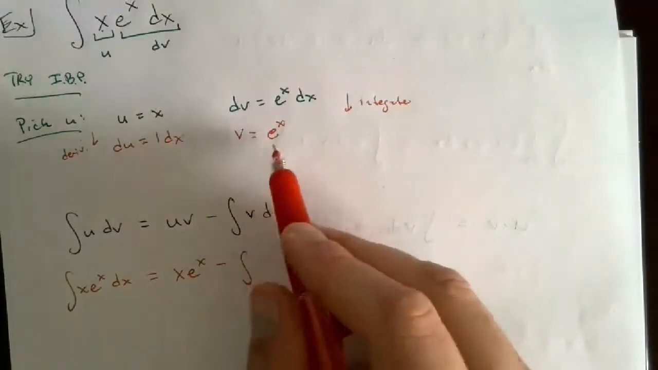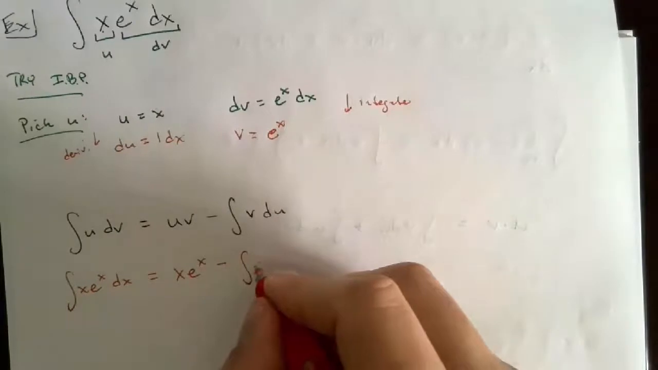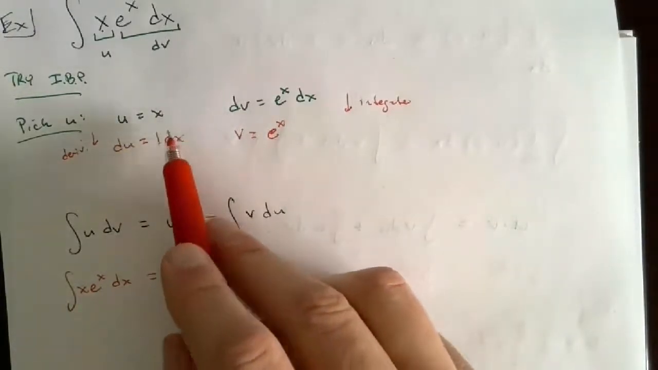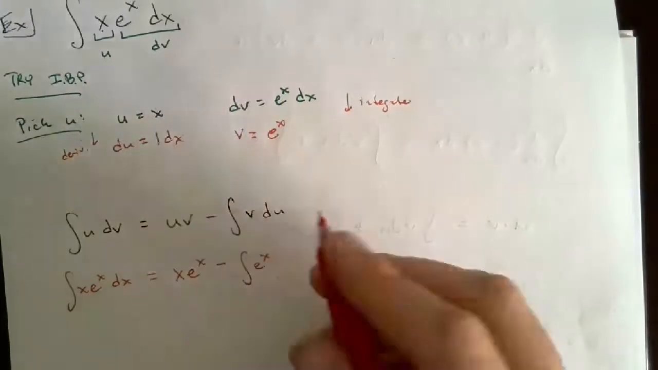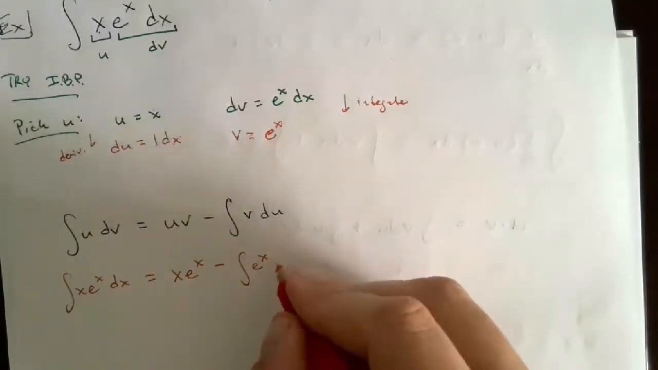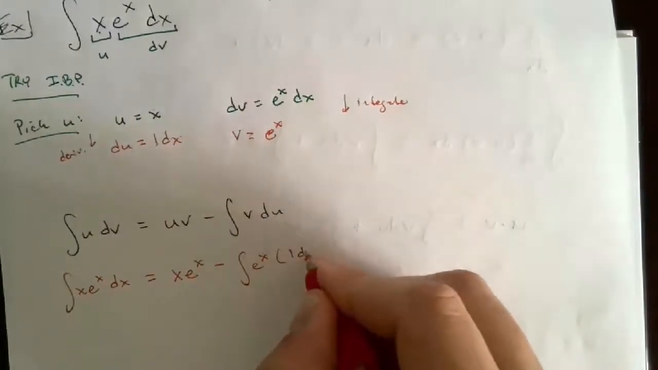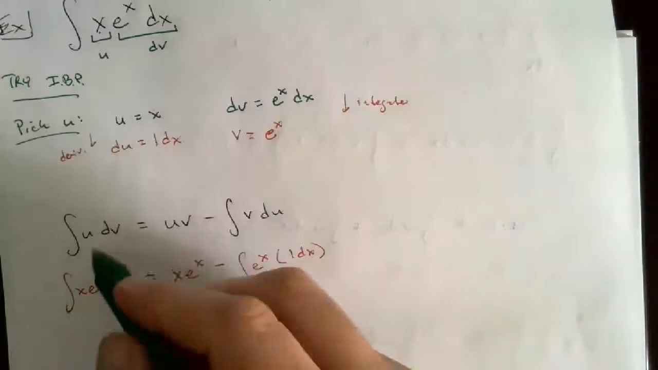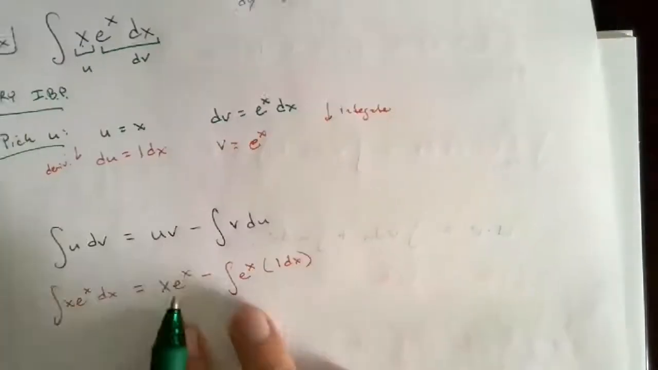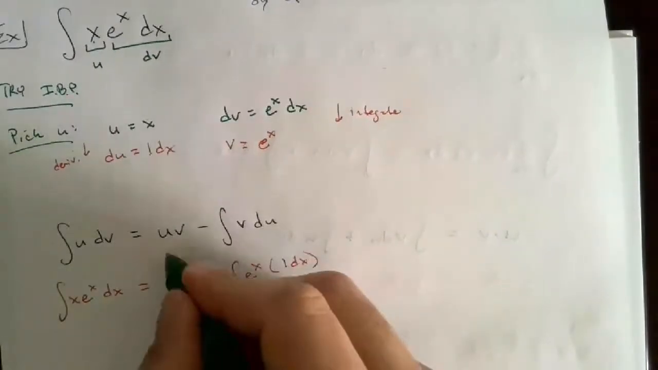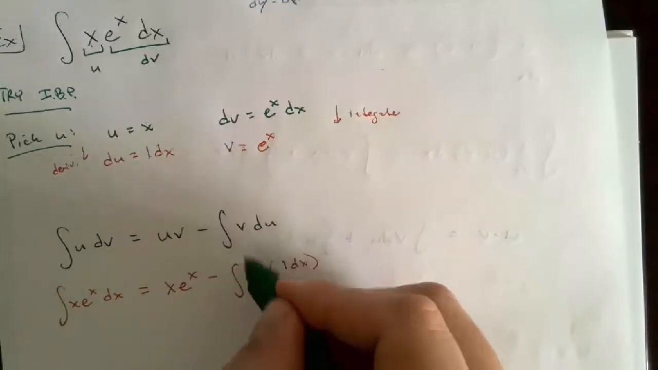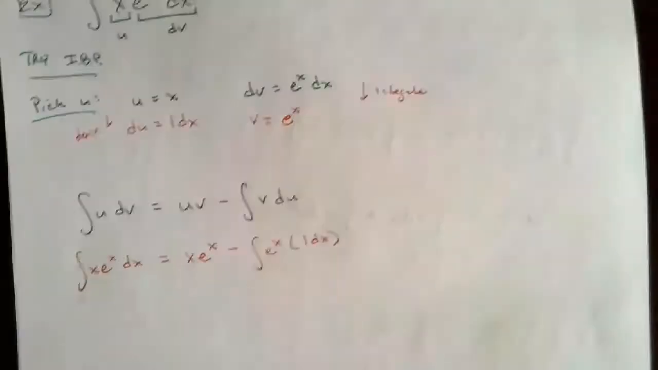Well, what's v? V is going to be e to the x. Du is 1 dx. Make sure you put the dx here. When you take the derivative, it's with respect to x. So it's 1 dx, which I'll just write as 1 dx for now so you see it. But 1 times dx is just dx. So if you're looking for your direct comparison, this part here is the u dv. This is the u times v minus the integral of this is v and this is du.